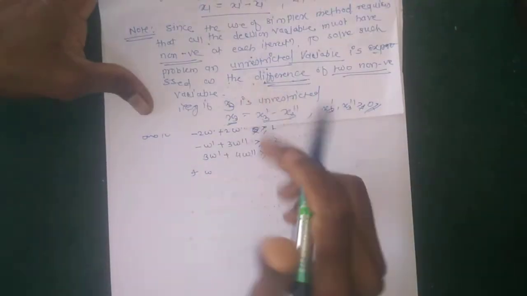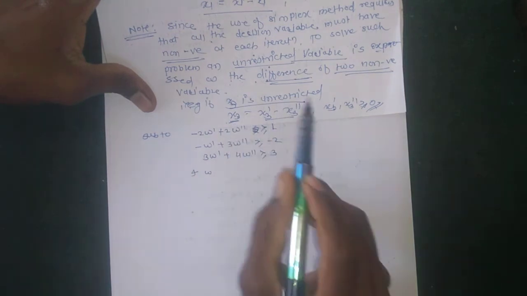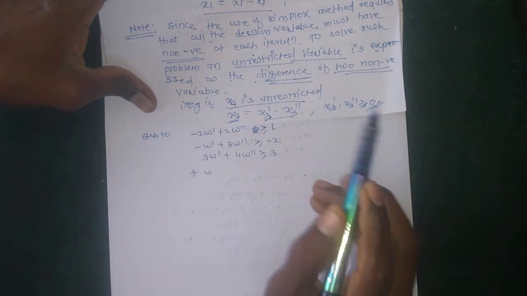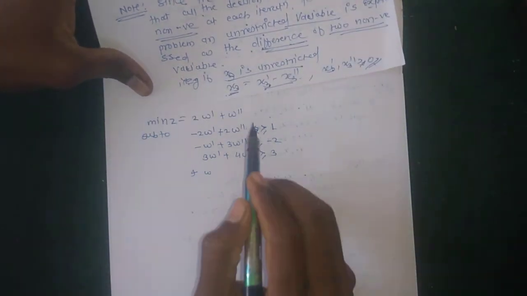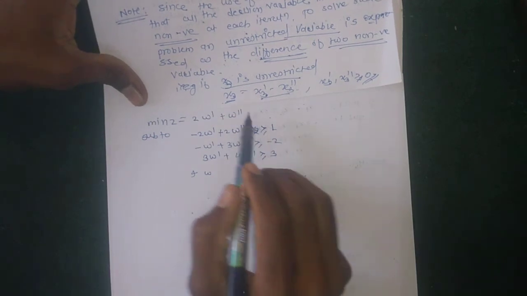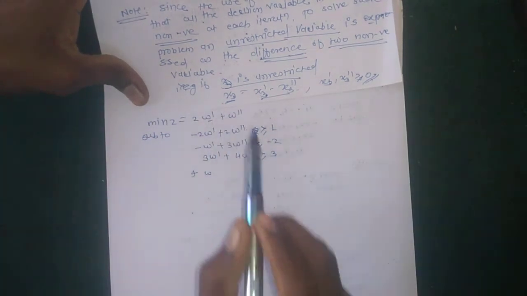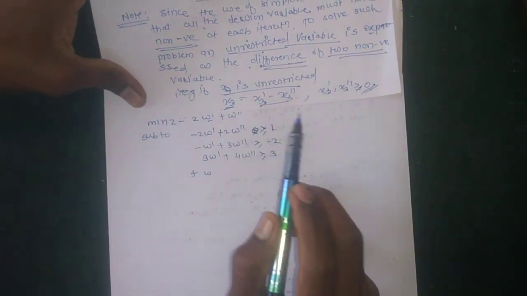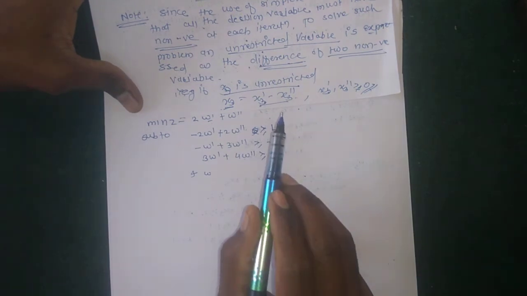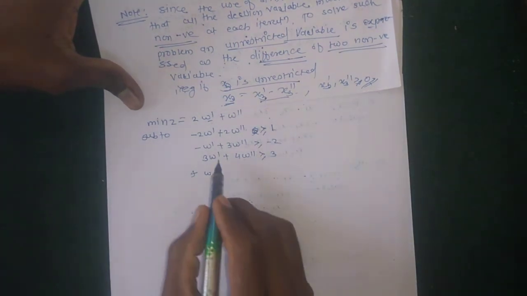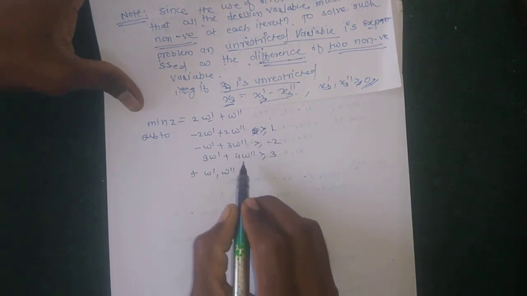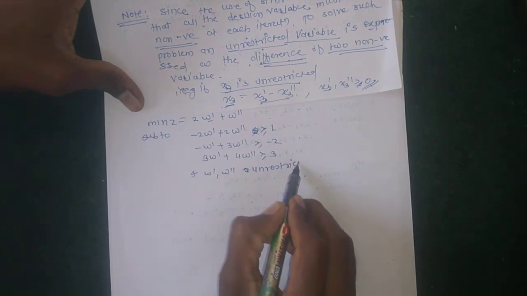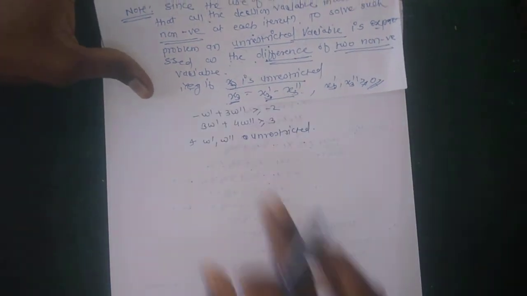For this, by using this definition, x3 is unrestricted, so we put its value x3 dash minus x3 double dash, where x3 dash and x3 double dash are greater or equal 0. So here w dash is equal to w1 minus w2, and w1 and w2 are greater or equal 0, that is non-negative. So w dash is a difference of two non-negative variables, and therefore w dash and w double dash are unrestricted. This is an example of an unrestricted variable.